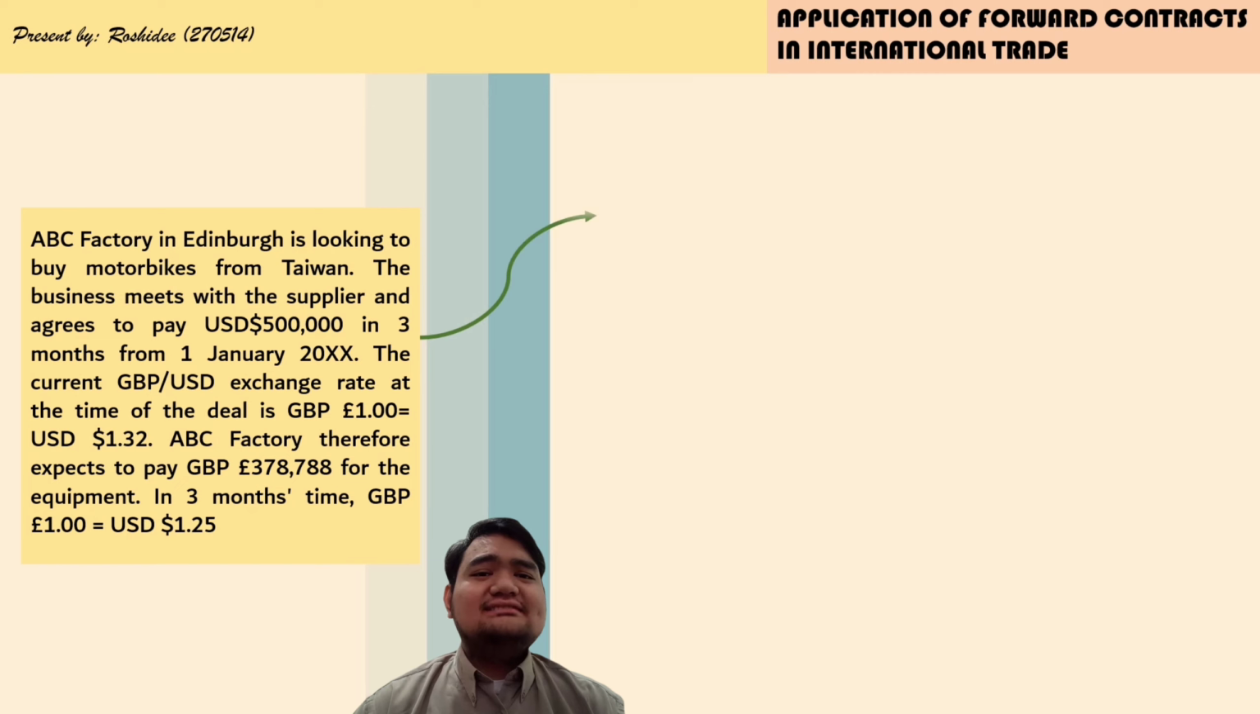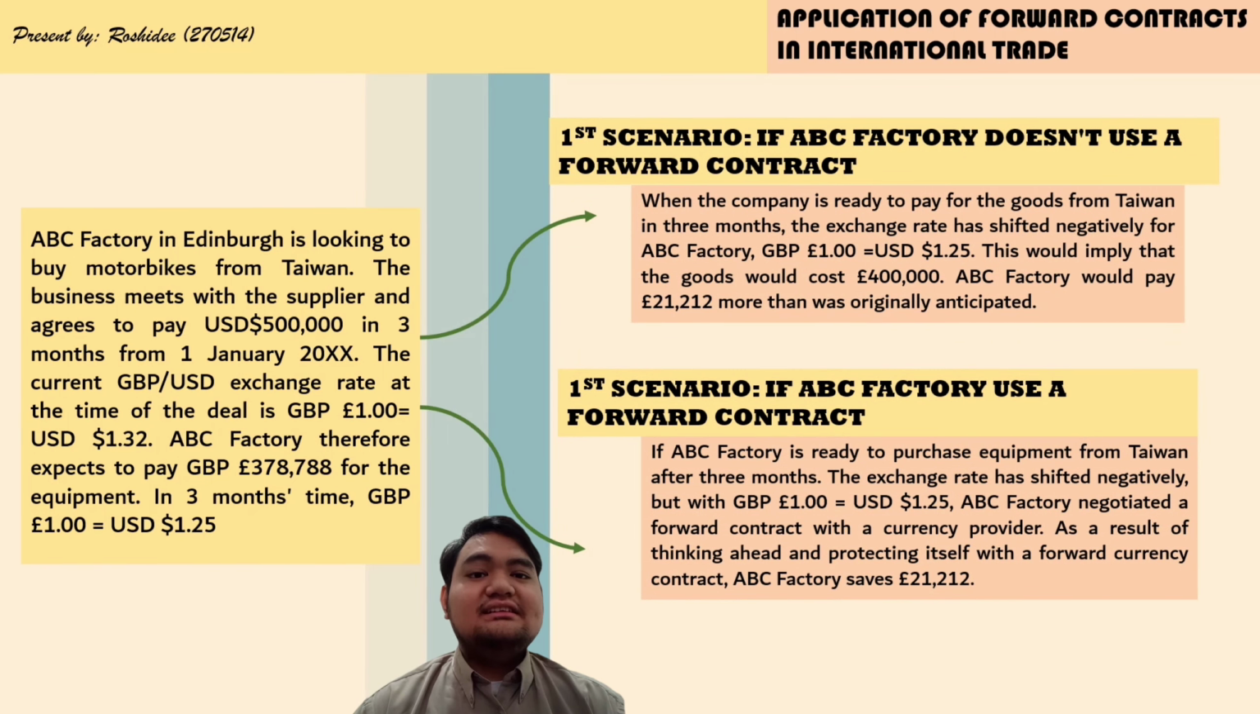Now let us see an example of the application of a forward contract in international trade. First of all, ABC factory in Edinburgh is looking to buy motorbikes from Taiwan. The business meets with the supplier and agrees to pay $500,000 in 3 months from now. The current Great British pound and USD exchange rate at that time is 1 Great British pound equal to $1.32. ABC factory therefore expects to pay 378,788 Great British pounds for that equipment.